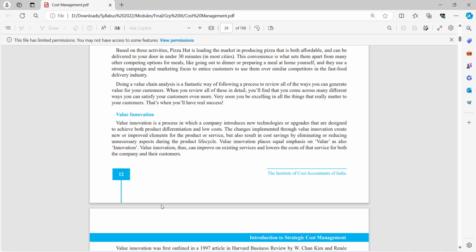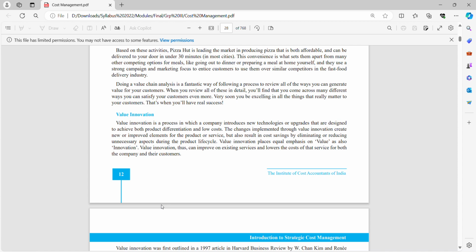Value innovation is a process in which a company introduces new technologies or upgrades that are designed to achieve both product differentiation and low cost. So, what is value innovation? It is a process in which a company introduces new technologies and tries to upgrade itself with the help of information, designs, and cost. In every form, the company will try to upgrade.